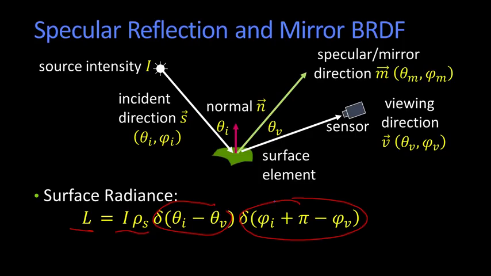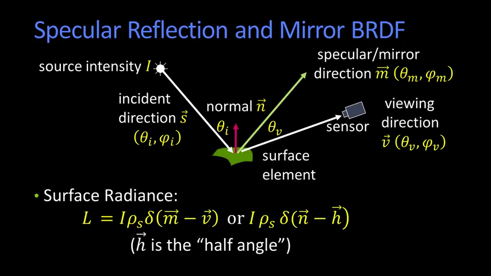So I want to abuse the notation just a little bit. I can also write this as saying that the radiance, in this particular case, is the same as before, but now I'm using what I'm calling a vector delta function. What we said before is that I only see a reflection if the viewing angle is exactly the mirror angle, so these two things would have to be the same so that I'm lined up in exactly the right spot. Another way of writing that is that the half angle is the same as the normal.